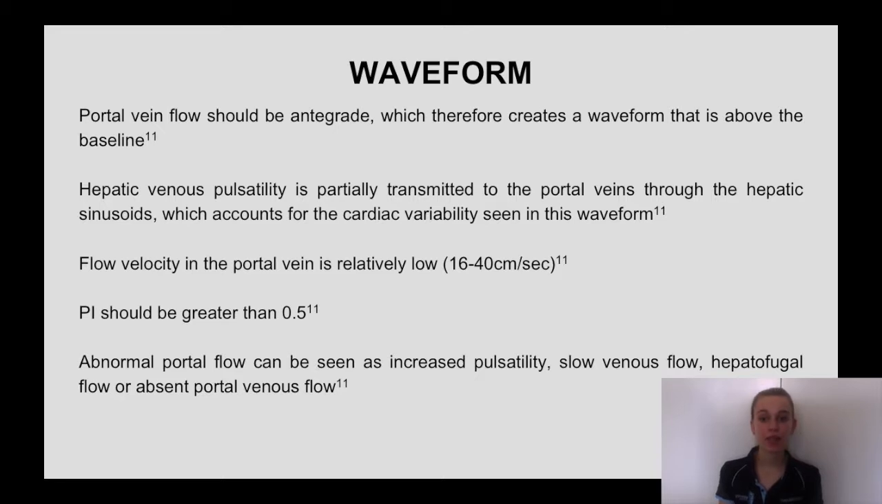Although normal phasicity ranges widely through the portal veins, the PI should be greater than 0.5. Abnormal portal flow can be seen as increased pulsatility, slow venous flow, hepatofugal flow, or absent portal venous flow.